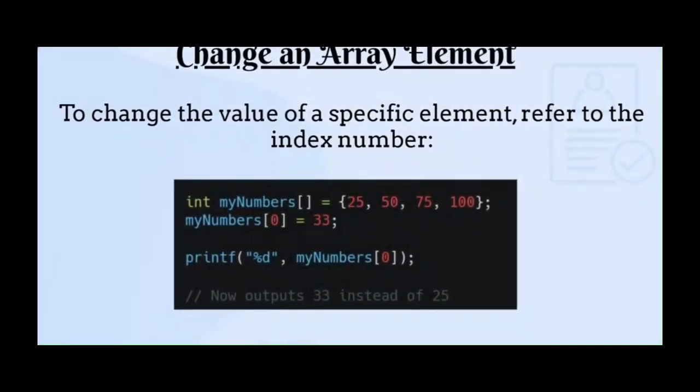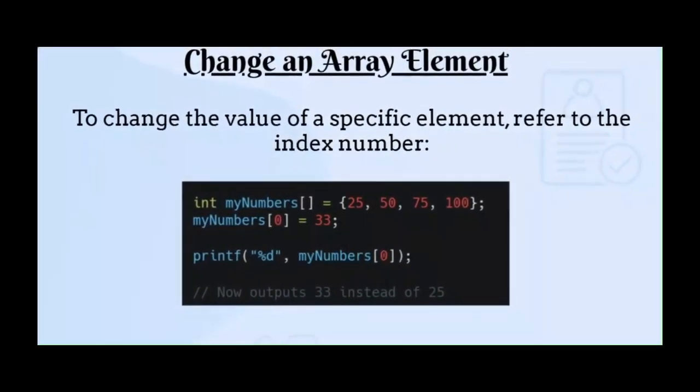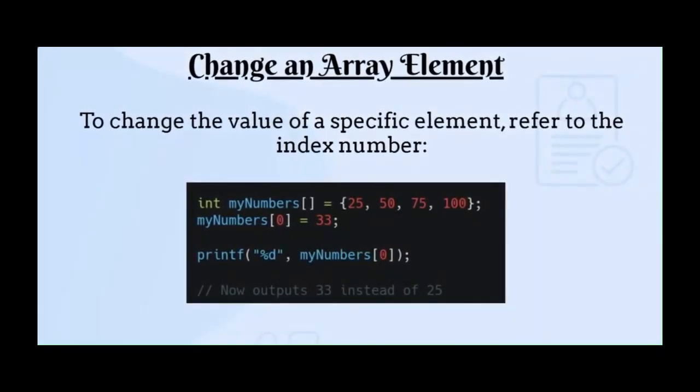Now, how to change an array element. To change the value of a specific element, refer to the index number. In the last example, if I need to change the value of the first element to 33, after the declaration of the array I write myNumbers[0] = 33. And finally I get 33 instead of 25.